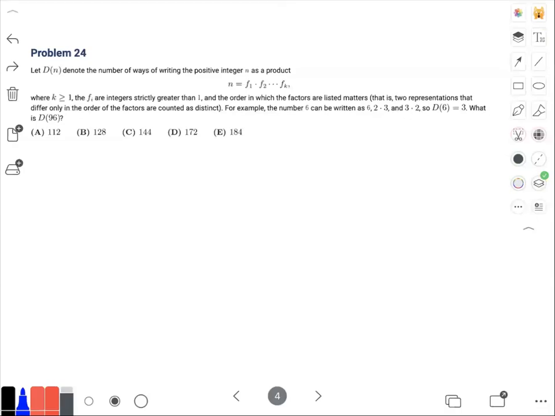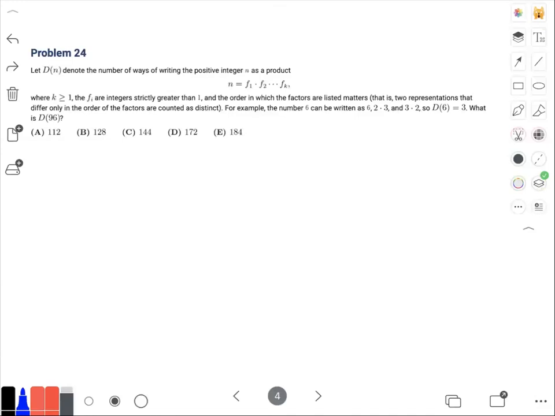Hello everyone, the Power of Pi here, and today we're going to be looking at the 2020 AMC 12B problem 24. And I believe this was also problem 25 of the AMC 10B. So let D_n be the number of ways of writing the positive integer n as a product of these f_i's that are strictly greater than 1. And the order in which we list them matters, and then they give us an example.